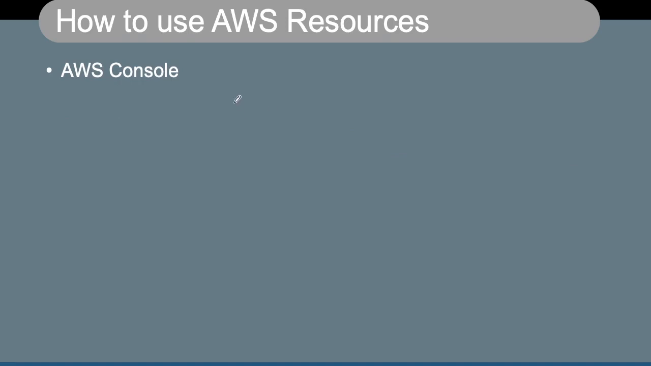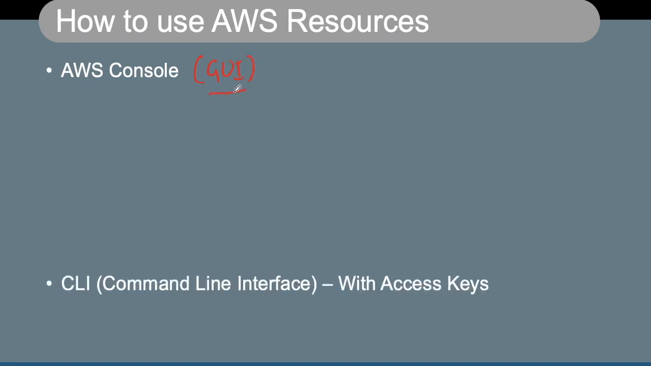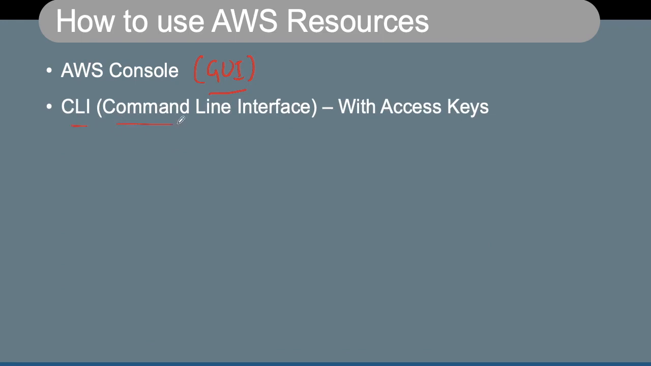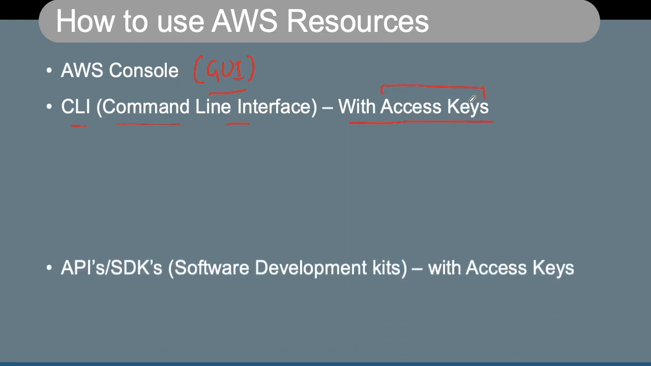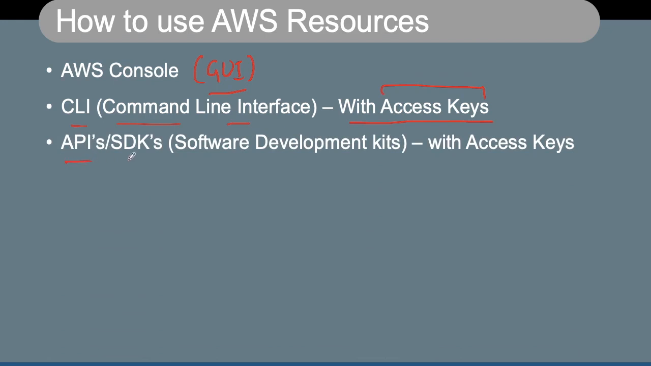Now, how to use AWS resources? There are various ways to use AWS resources. You can do it by using the AWS console, which is typically a graphical user interface. CLI, command line interface, requires something called an access key, that we will see in the next session, what is an access key and how these access keys are being used. We will also have APIs and SDKs, which is software development kit, and they can also access the resources by using access keys.